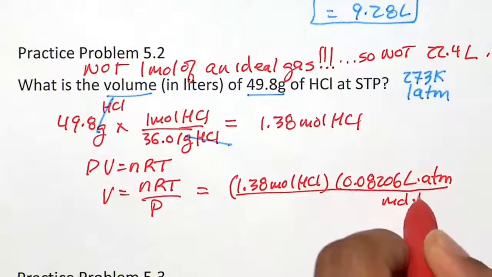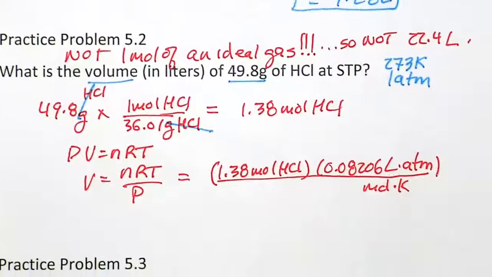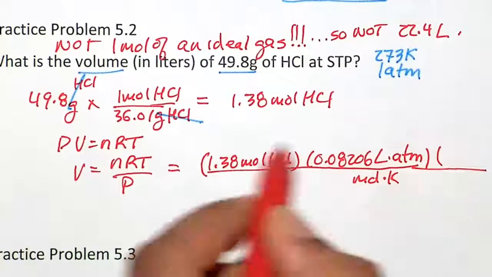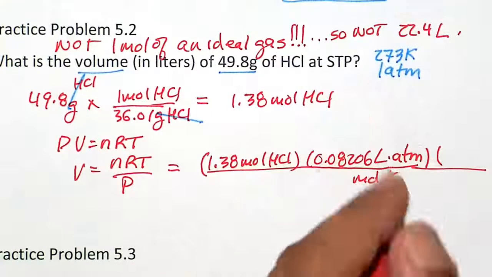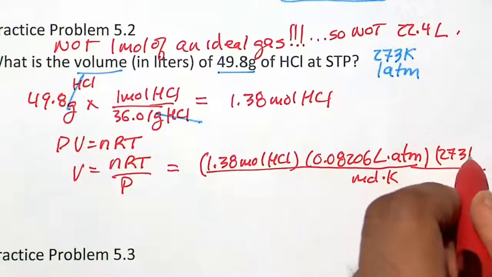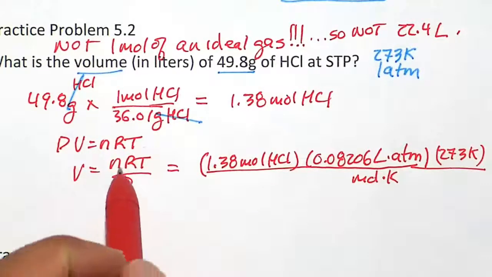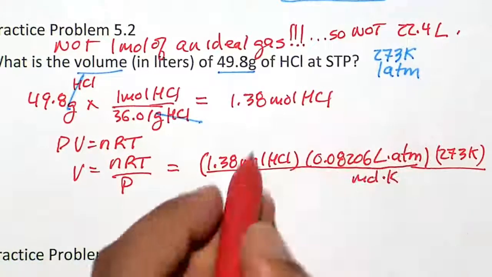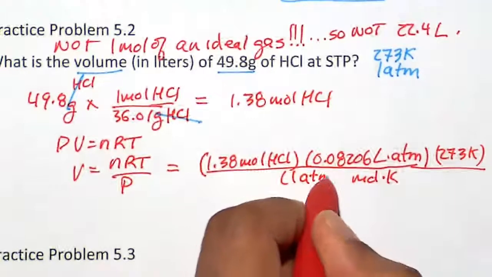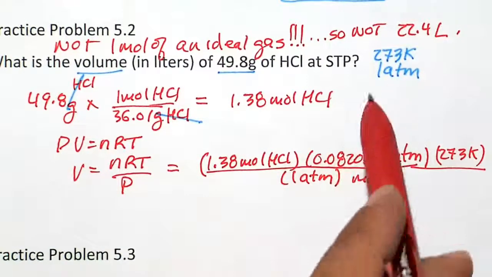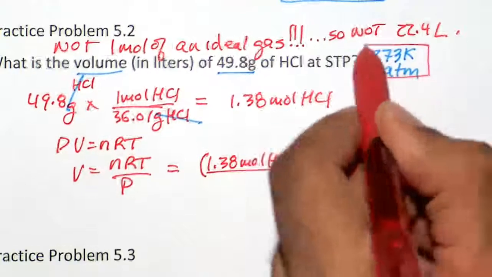R will be given to you. You do not have to memorize R. T has to be in Kelvin, and at STP that's 273 Kelvin. And then P is the pressure. Pressure at STP is nothing more than 1 atmosphere. So you're really going to have to know these two conditions of STP.